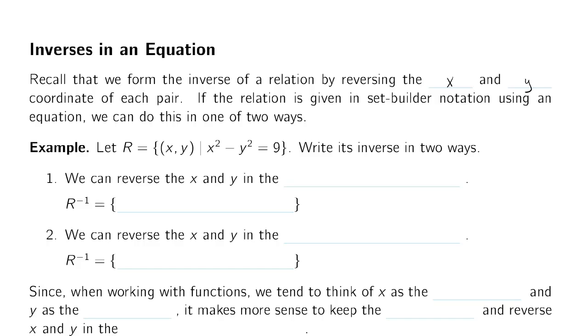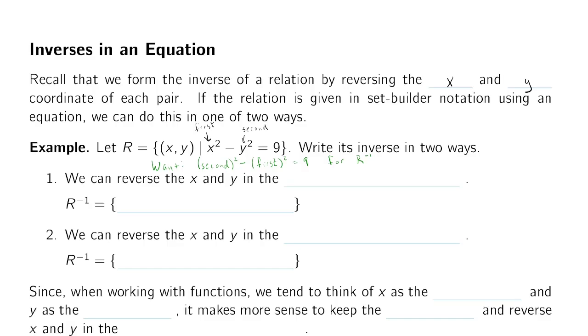Well, here we have a relation R consisting of all the pairs x, y, such that the first number, x, we square that, and then we subtract the square of the second number, y. And the result is 9. If the result is 9, that pair is in the relation. To get the inverse relation, we want to be somehow taking the second number squared minus the first number squared. And there are two ways that we can accomplish that.